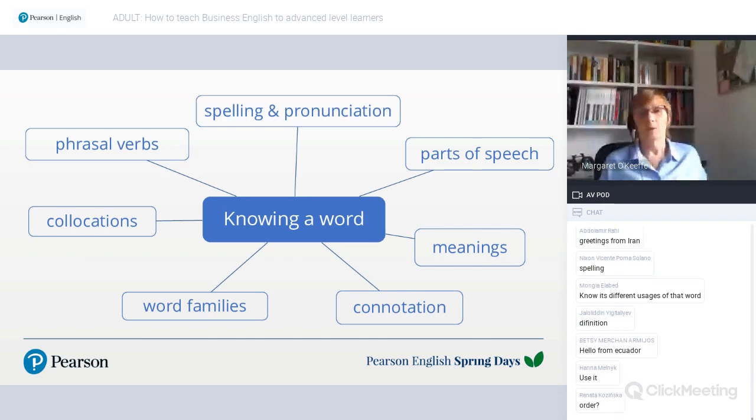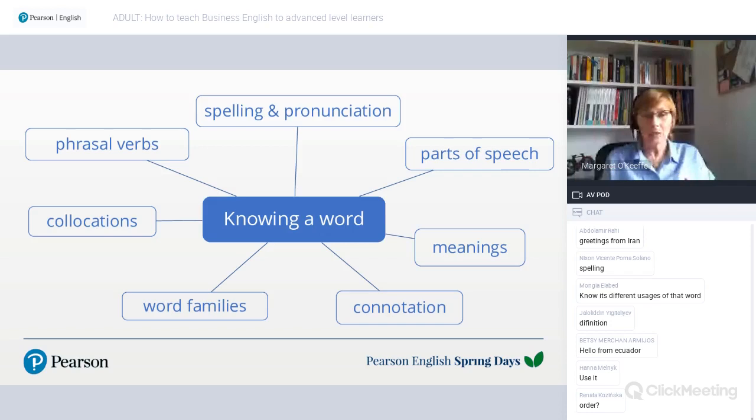What you also need to help our students with is this idea of knowing the different parts of speech. So you know the noun, you know the verb, you can use suffixes, you can use prefixes, so that you can build the word from the base word, other words related to it. Some of you mentioned collocations, of course, and phrasal verbs, obviously the word and if it has any phrasal verbs.